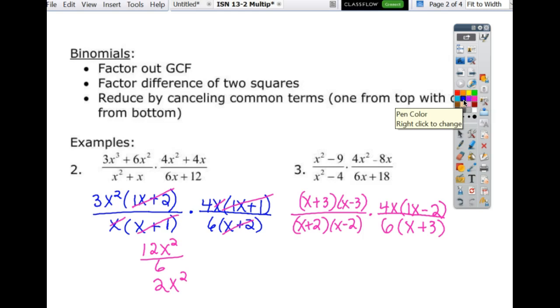So now comes the fun part. We get to cross all the stuff out, right? So I'm going to start right here. X plus 3 cancels with the x plus 3. Is there an x minus 3? No. How about an x minus 2? So that's going to cancel. So I have 4 over 6. Will that reduce? 2 over 3, right? So I'm going to have 2x times x minus 3 over x plus 2 and a 3. And that's your answer.